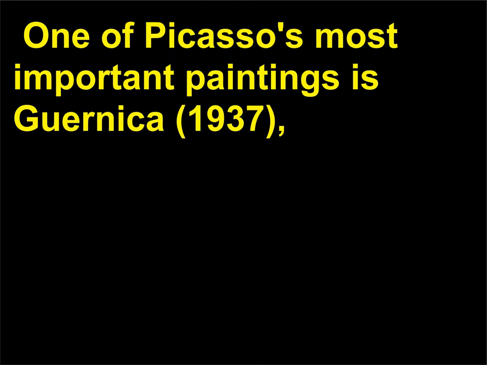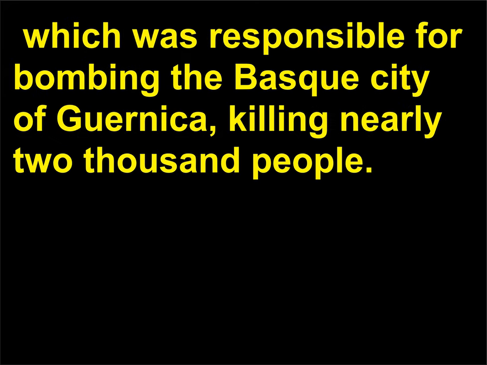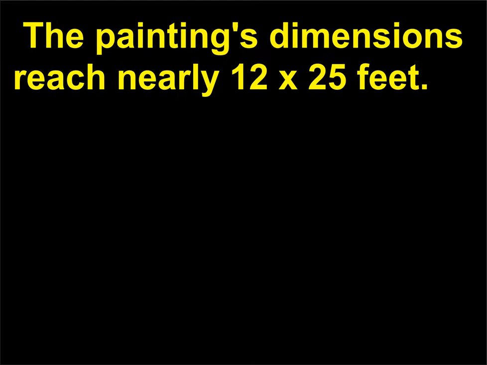One of Picasso's most important paintings is Guernica, 1937, a monumental work inspired by atrocities committed by Spain's far-right political party, the Falange, which was responsible for bombing the Basque city of Guernica, killing nearly 2,000 people. The painting's dimensions reach nearly 12x25 feet.